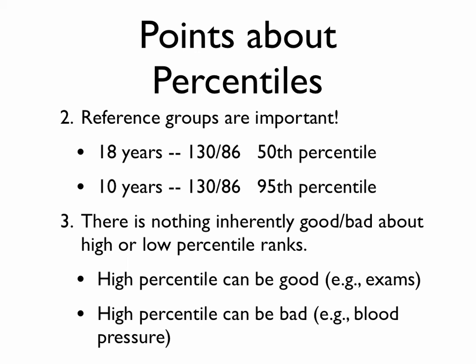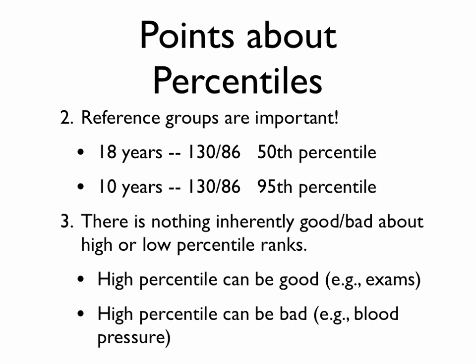Second and third points here. So the second point is that reference groups are important. Because a percentile rank tells you where a score falls within a particular distribution, you can only meaningfully interpret a given score if it's from the same general reference group used to create that distribution. So for example, your friend who's 18 goes to the doctor's office and has his blood pressure taken. He's told the reading is 130/86, and that reading has a percentile rank of 50, so he's basically right in the middle of the distribution.